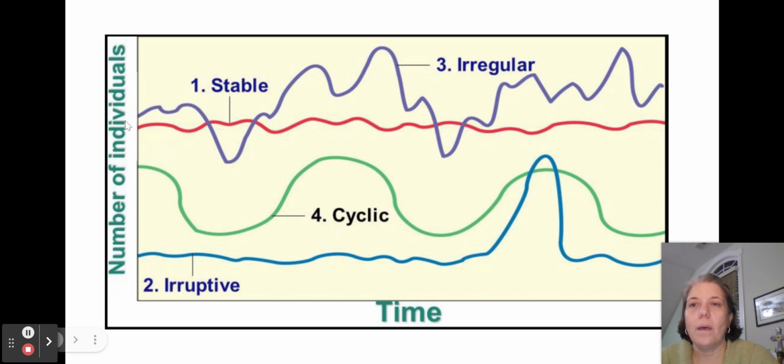Here's an example of the 4 different types. We have stable in the red. We have irregular in the blue here. Eruptive, this is stable for a long time, and then it goes up and down. And then cyclic here is in the green.